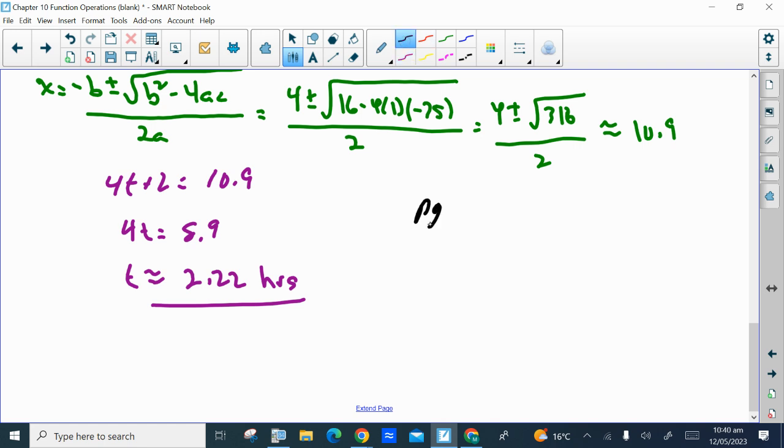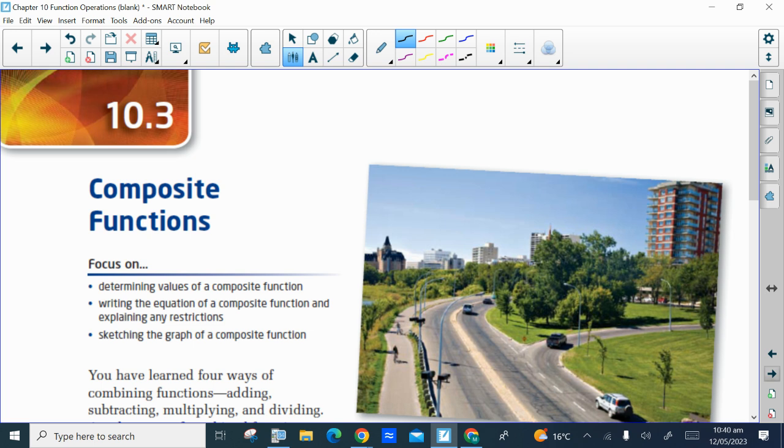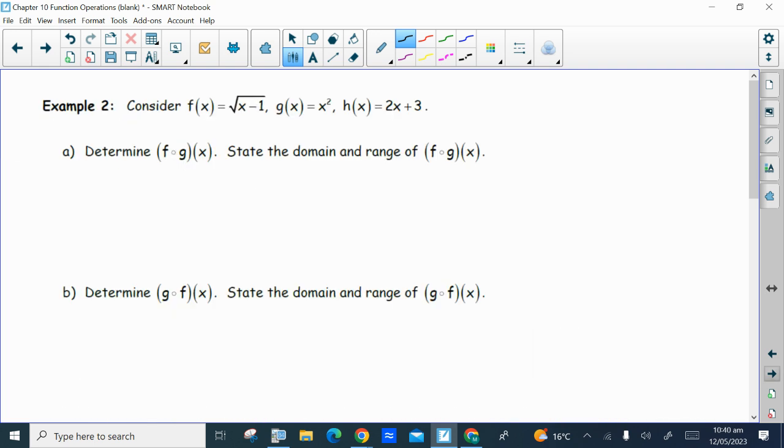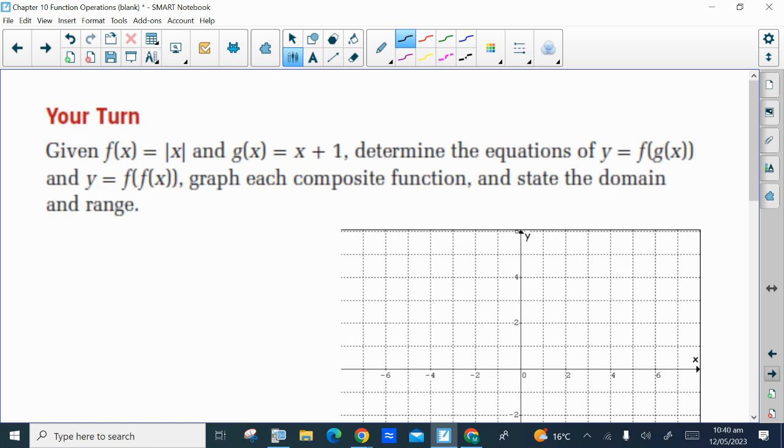So for practice, there's just a couple questions to work on. Questions 12 and 13 on page 497. And so again on Monday, we'll look at composition of functions where functions are combined.